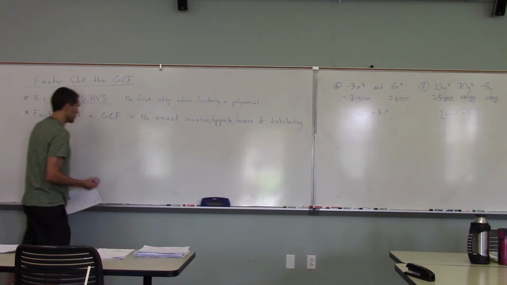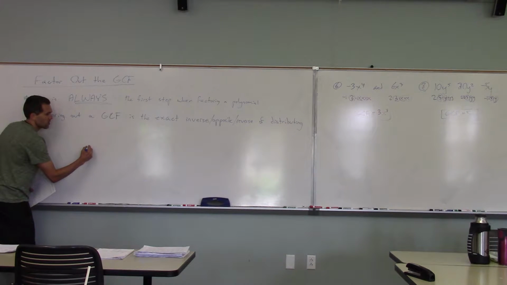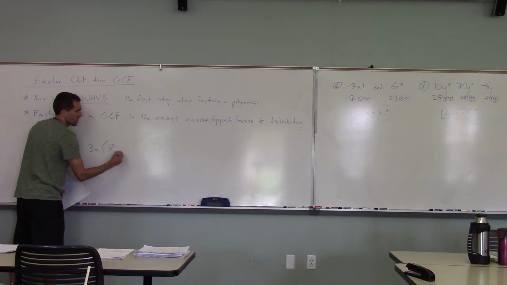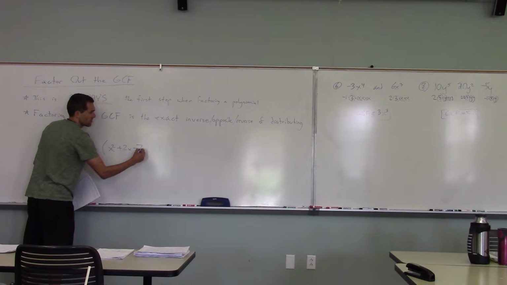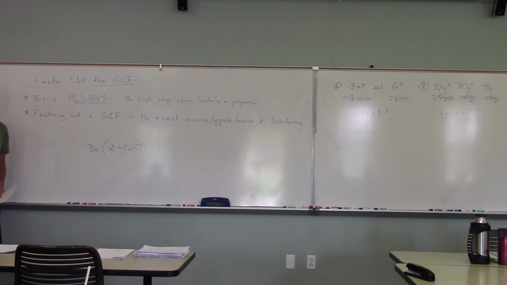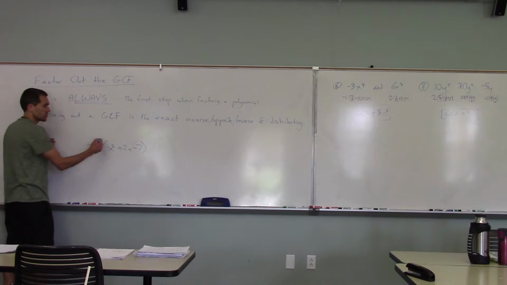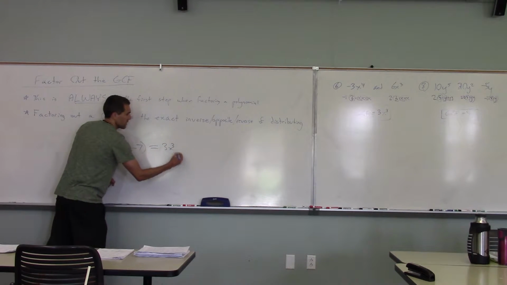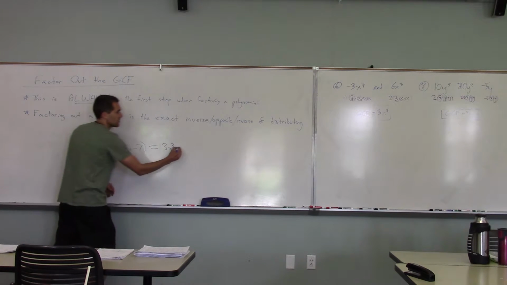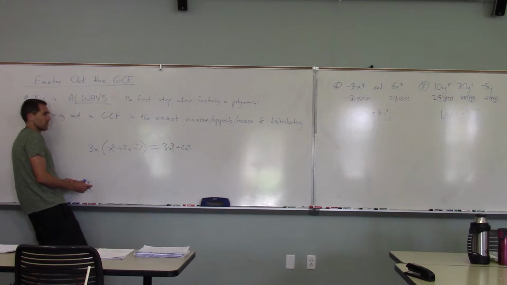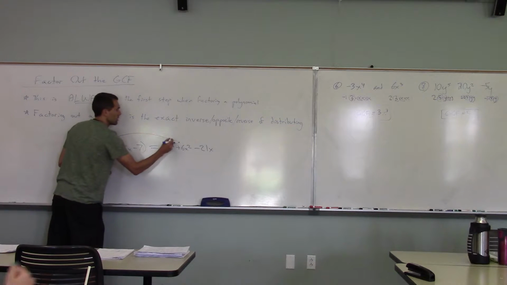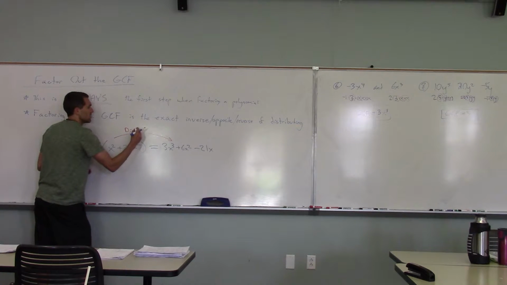Okay, so just to show you, here's an example. Let's go 3x times, and just make something up, let's say x squared plus 2x minus 7. So you guys already know how to distribute this in. I would distribute this in and I would get 3x times the first thing, 3x cubed, plus 6x squared, minus 21x. Going from here to here, we call this distributing.